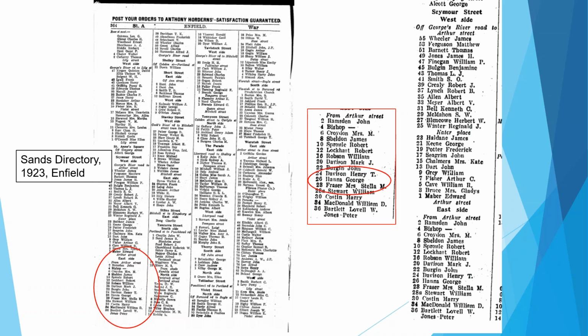Then if I think about the Sands Directory, which is arranged by address, I can look up Seymour Street, Enfield, and see who lived in Seymour Street, Enfield, and what numbers the people lived at. From the Sands Directory, I can now see that George Hanna lived at 26 Seymour Street, Enfield. That gives me the street name, the street number, and also the name of the person who lived there. And this is a 1923 example.